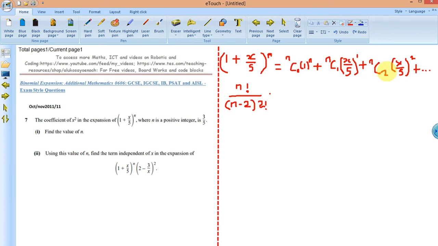Let me just write something for you. N combination r gives us n factorial divided by n minus r factorial, then r factorial. Sorry about that. So that's what I have here now. So this is n combination 2, where r is 2.